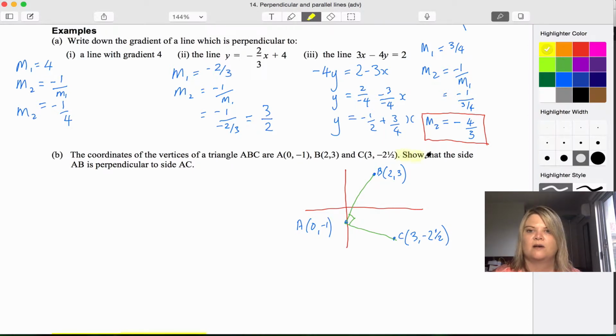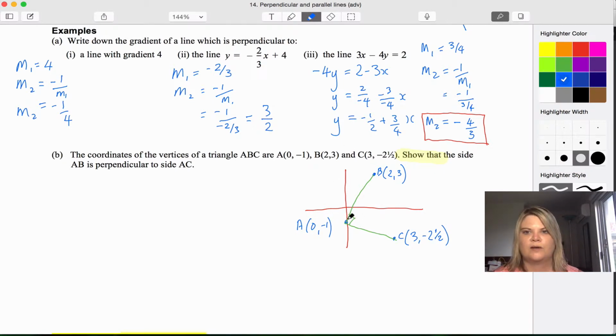When you have show that questions, you need to make sure you work through right from the start and that your final line shows that they are perpendicular. Basically, they're giving you the answer, but you need to show all the working to get there. So it would be the same question as, is AB perpendicular to AC? And you would show the exact same working for that question.